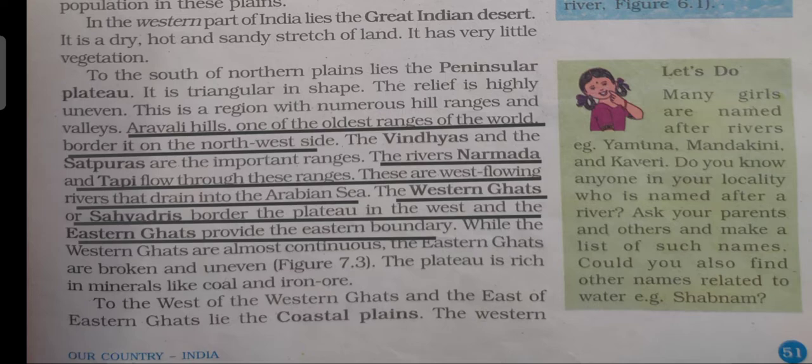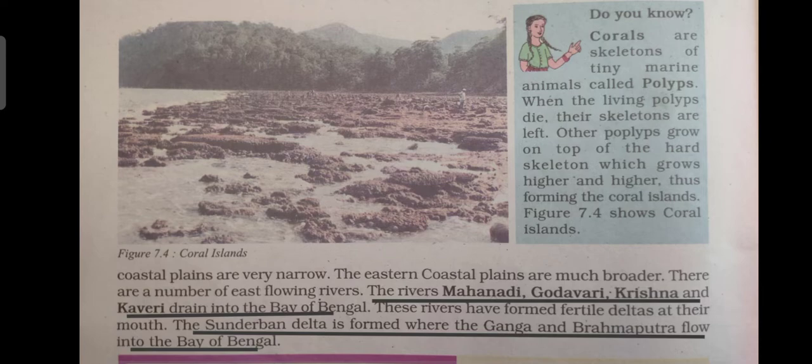Now the next type of natural feature is the coastal plains. So children, to the west of Western Ghats and the east of Eastern Ghats lie the coastal plains. The western coastal plains are very narrow, the eastern coastal plains are much broader. There are a number of east flowing rivers. The rivers Mahanadi, Godavari, Krishna and Kaveri drain into the Bay of Bengal. These rivers have formed fertile deltas at their mouth. The Sundarban Delta is formed where the Ganga and Brahmaputra flow into the Bay of Bengal.